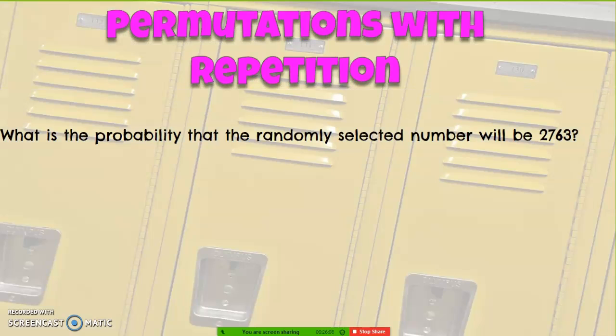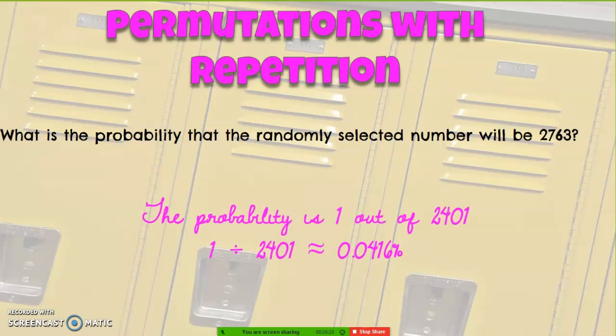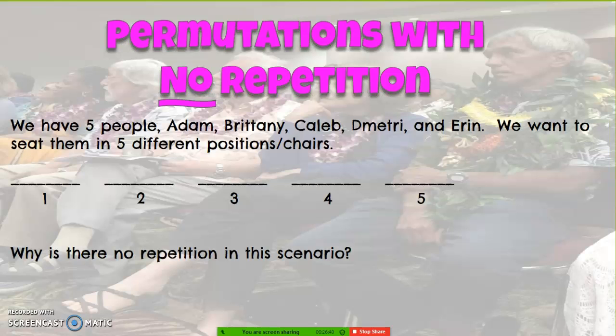What is the probability that the randomly selected number will be 2,763? Pause the video and jot down your answer to that. Okay, if there are 2,401 possible outcomes, the probability of getting 2,763 is 1 out of 2,401, which is about 0.04%. That was a permutation where repetition was allowed. You can repeat the number. So the number could have been 5555, and it would have been fine.